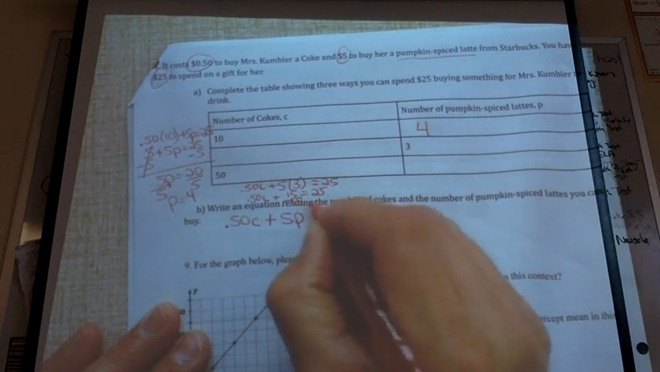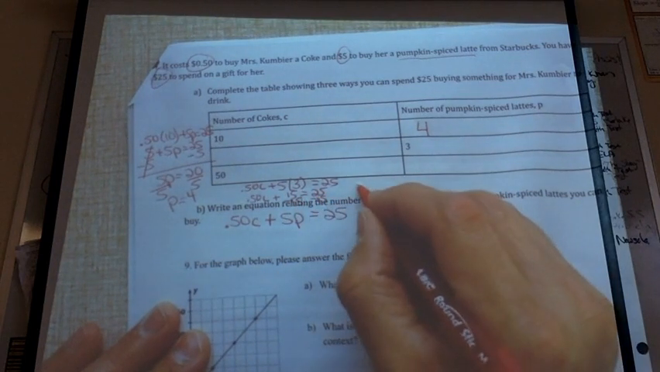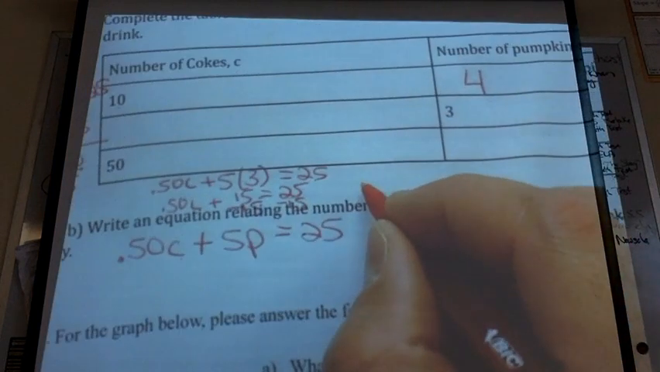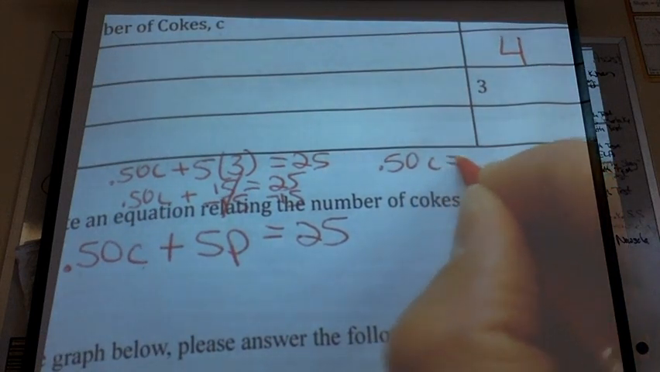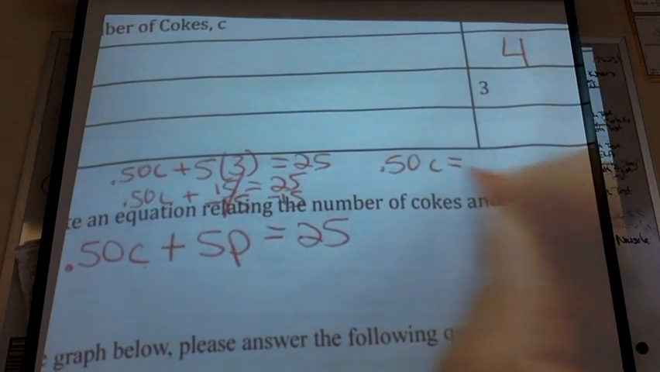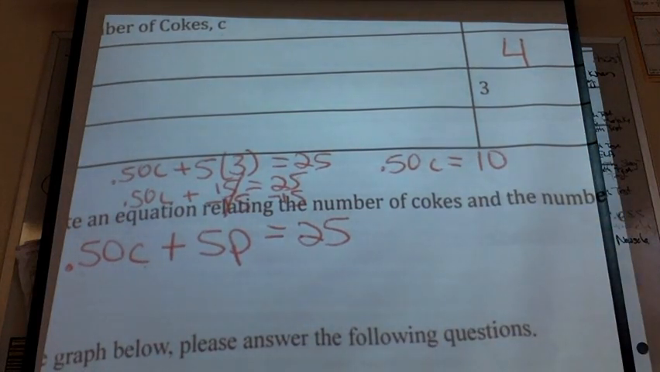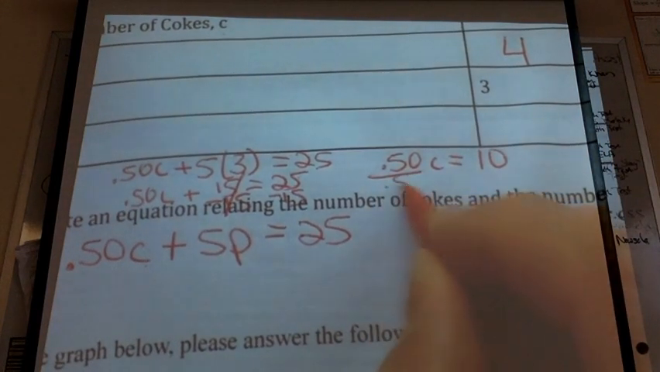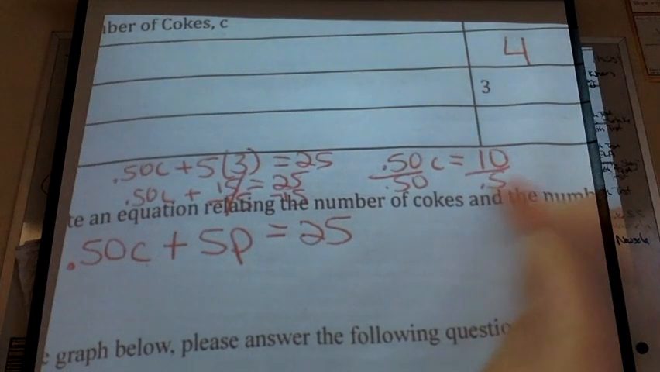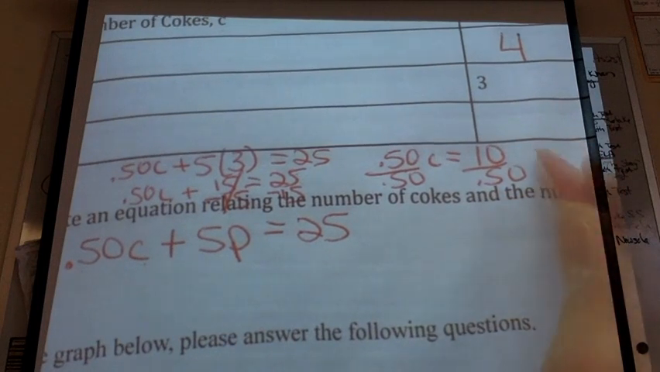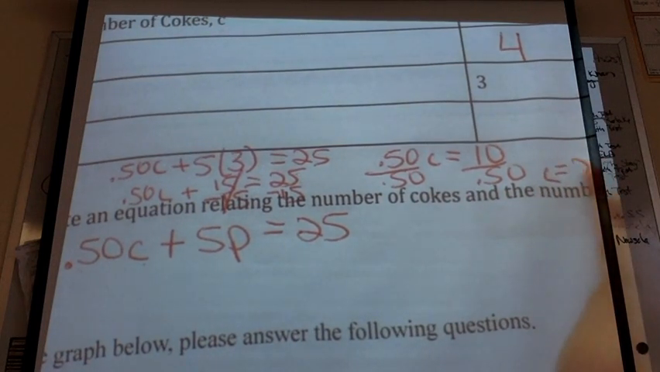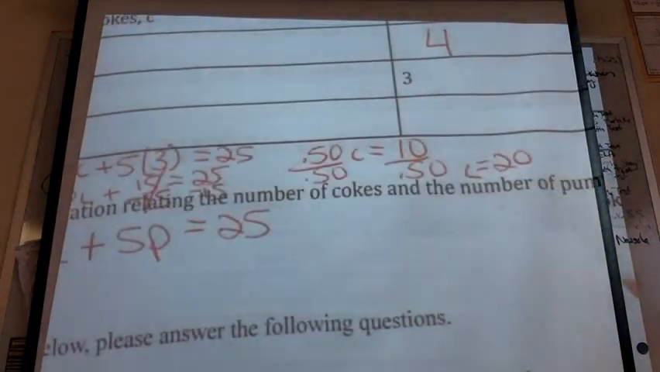I want to subtract 15 from both sides. So my line over here, since I'm running out of room, the 15s are gone. So we have 0.50c equals 25 minus 15 is 10. So I'm going to divide by 0.50, 50 cents on both sides. What I do to one side, do the other. 10 divided by 0.5 would be 20. So you could buy a total of 20 Cokes. So on our chart above, you can write 20 for the number of Cokes.